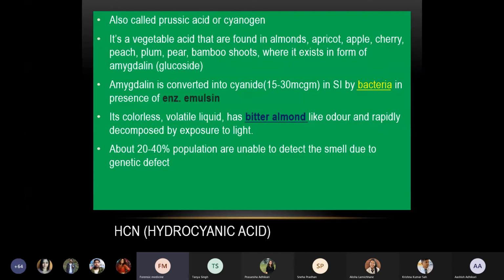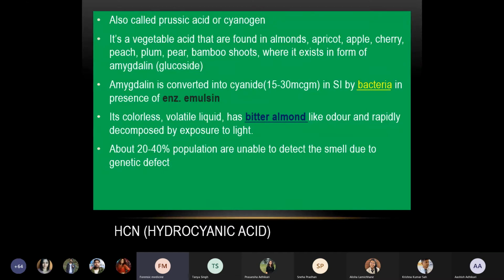This amygdalin is converted into cyanide in the presence of emulsin enzyme by bacteria that are present in the small intestine, and the amount of conversion of this amygdalin to cyanide is 15 to 30 microgram. So it is converted into cyanide in the presence of bacteria in the small intestine in the presence of emulsin enzyme.